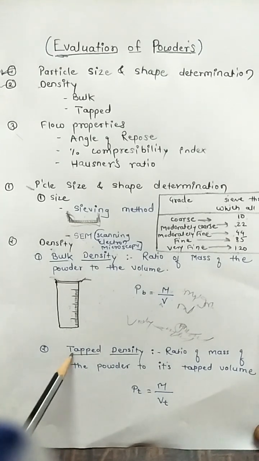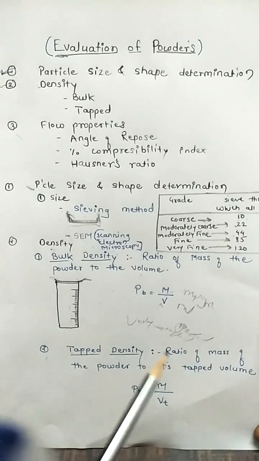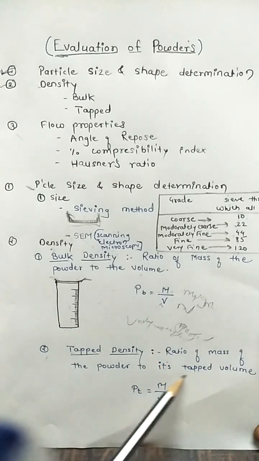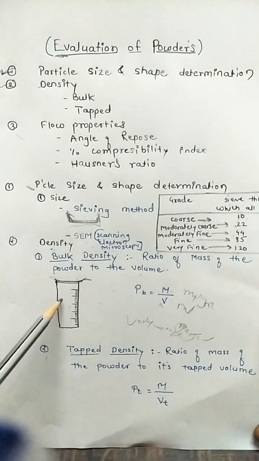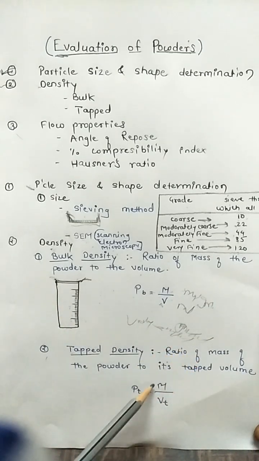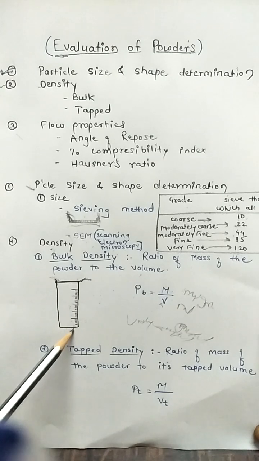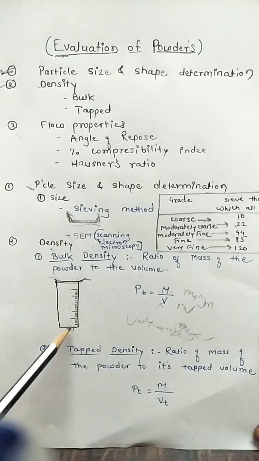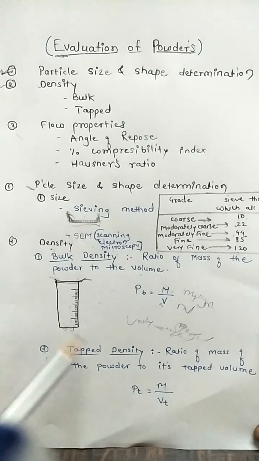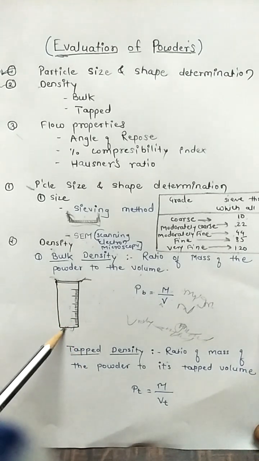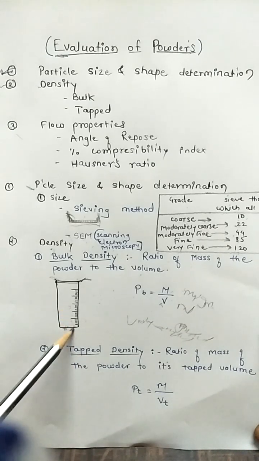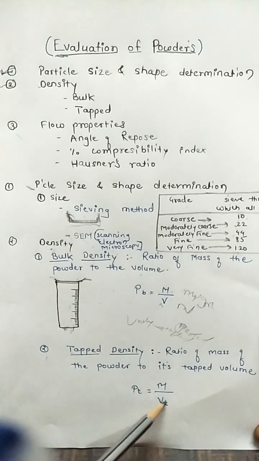Then second is tap density. What is tap density? It is the ratio of the mass of the powder to its tapped volume. The process is the same here. We have to take the mass, that is the weight of the powder, pour it into the measuring cylinder, and tap it. The measuring cylinder needs to be tapped, mostly 100 times. After tapping the measuring cylinder, we take the volume of the powder, and that volume is known as the tapped volume, VT.